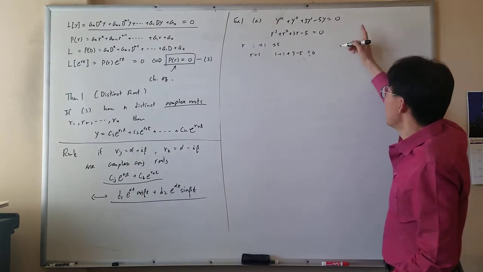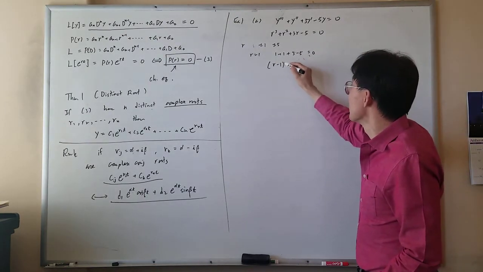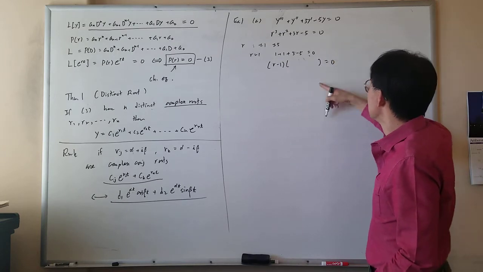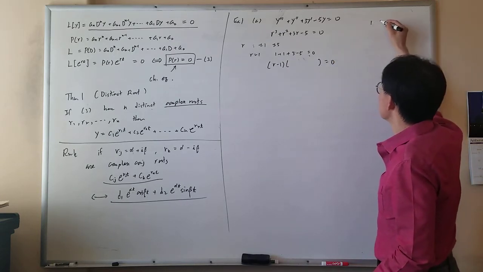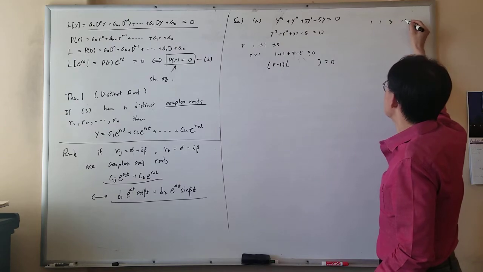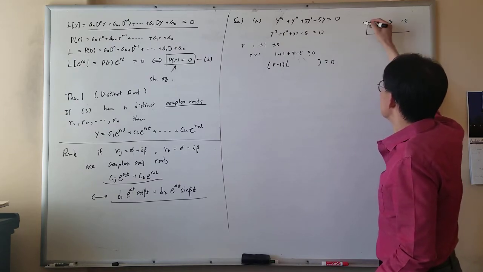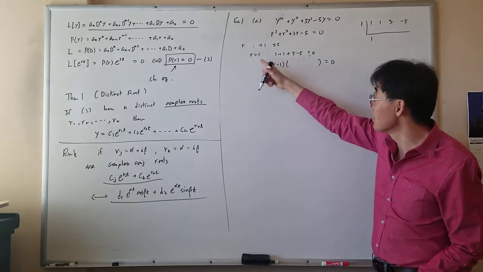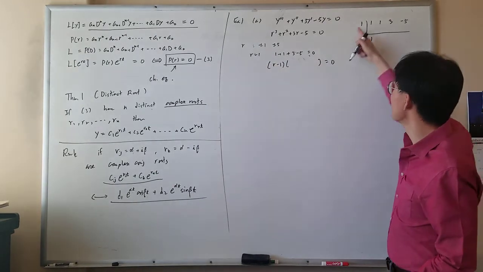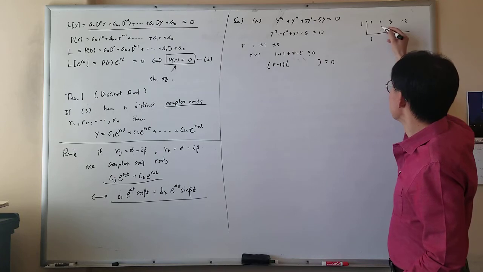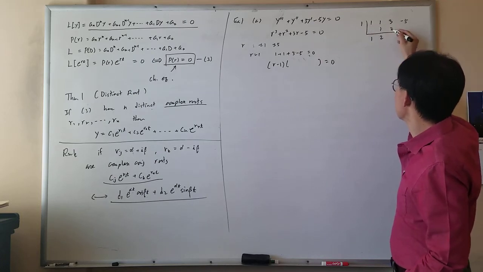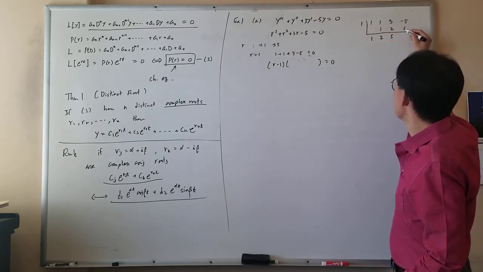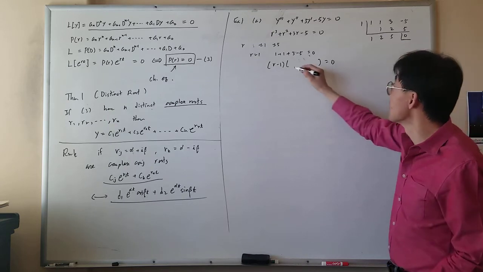So how do we find the other factor? Well, we have to use synthetic division. You know how to use synthetic division. For r minus 1, you use 1, then you have to do 1, 1, multiply, and 0 as we expect.